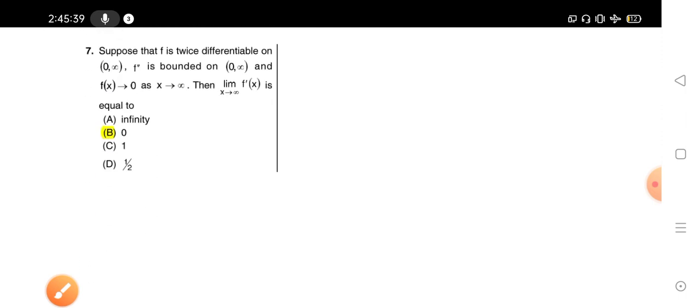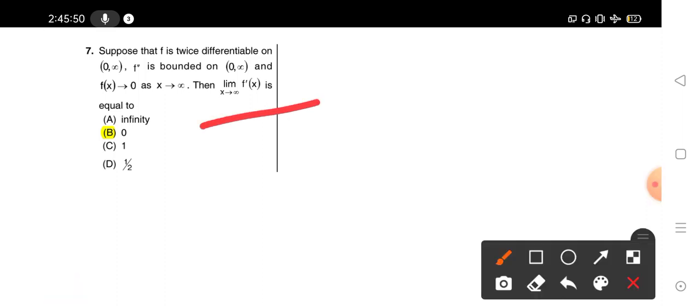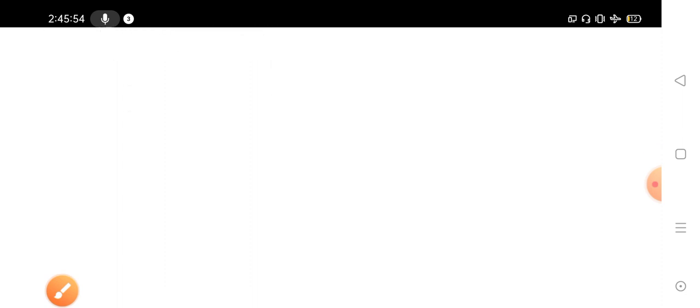Next question. Suppose that f is twice differentiable on 0 to infinity, f double dash is bounded on 0 to infinity, and f of x is tending to 0 as x tending to infinity. Find the limit as x tending to infinity of f dash of x is equal to 0. Option B is correct.